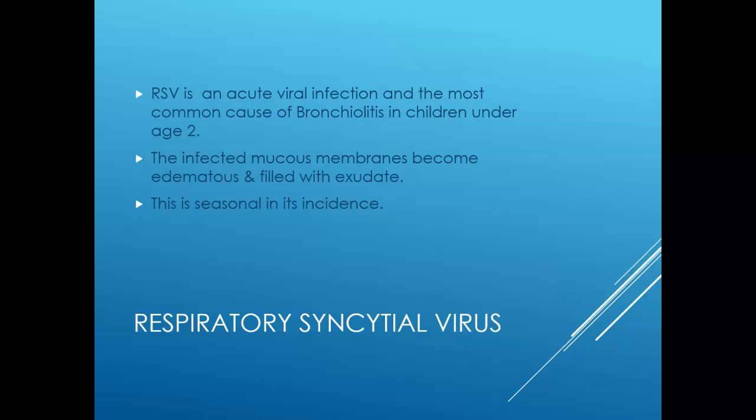The first disease that we're going to talk about is RSV. It is an acute viral infection. It is the most common cause of a condition called bronchiolitis in children under the age of 2. Although older children and adults can also get RSV, we typically see it causing a more severe infection in those under the age of 2. What happens in RSV? There are infected mucous membranes, and they become filled with exudate, and this is typically seasonal in its incidence. 80% of the cases will begin in late fall. They reach a peak during the winter, and then you'll start to see a decrease in the spring.